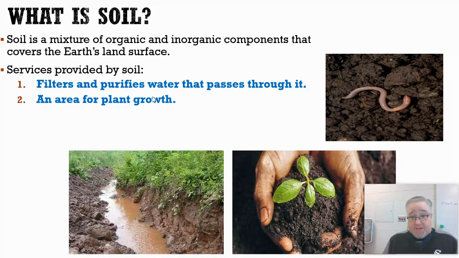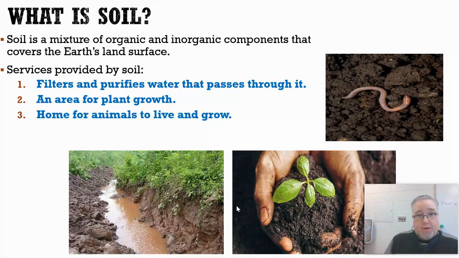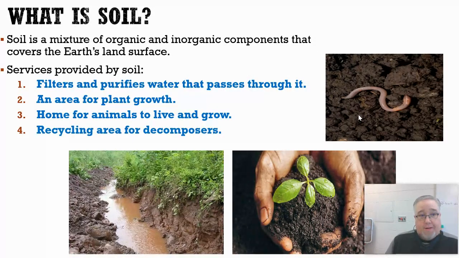Number two, I think this is an obvious one. It's an area for plant growth. So plants grow in the soil. They utilize nutrients from the soil. It's a home for animals to live, like little earthworms here. They live in the soil, so that's important to them. It's also a recycling area for decomposers, right? Decomposers live in the soil, little bacteria, things like that. And that's their medium for survival, and they do what they have to do.